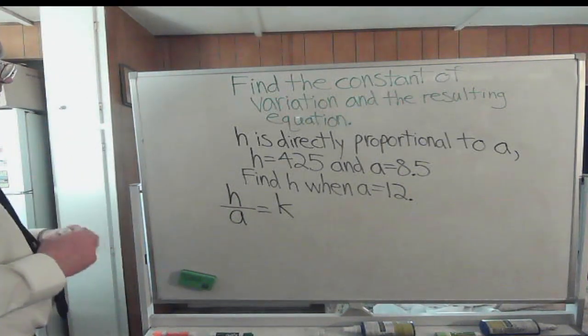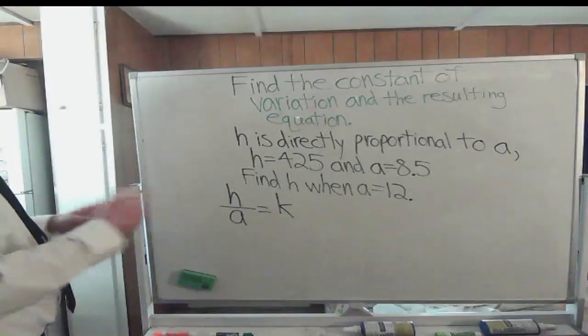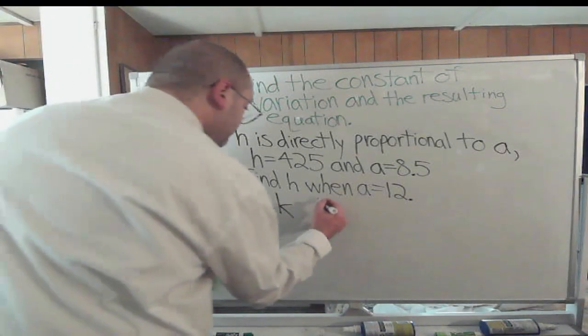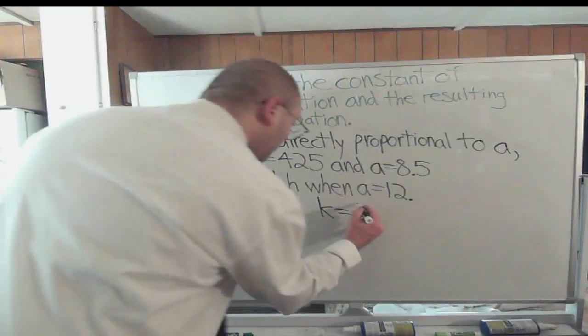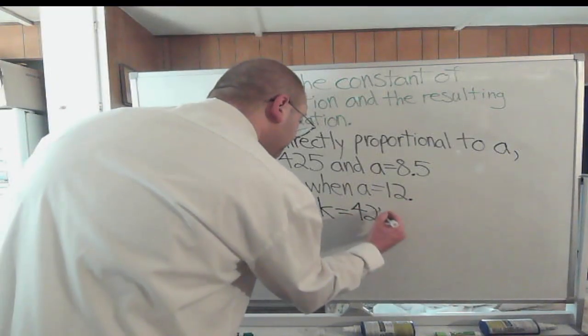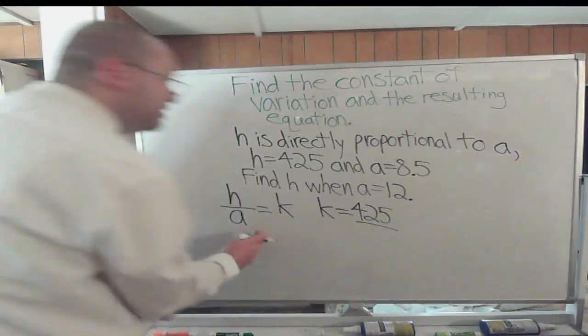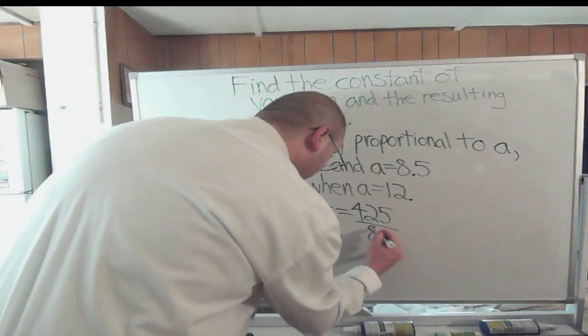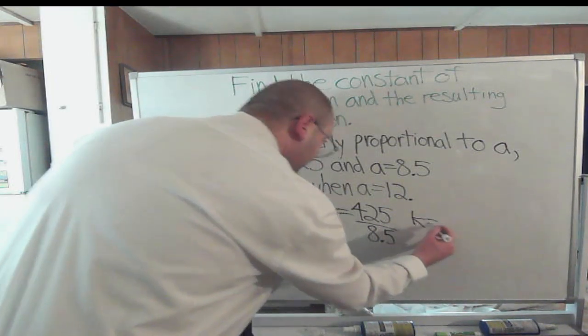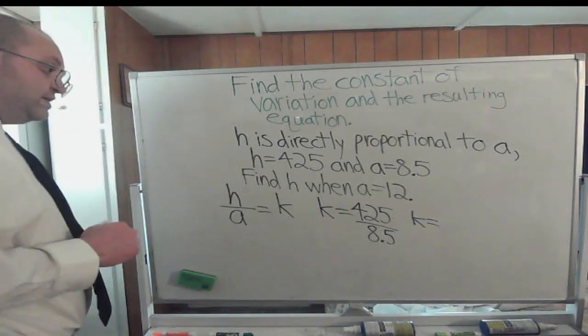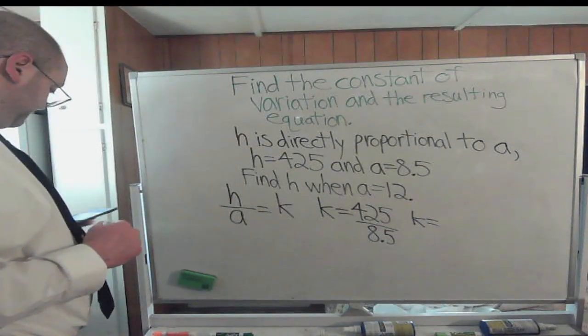Now, we got our work cut out for us a little bit to find the constant of variation, because all we got to do is put in the value of H, which is 425, divided by that value of A, which is simply 8.5. Therefore, that constant of variation, let me go on ahead and do the division here.